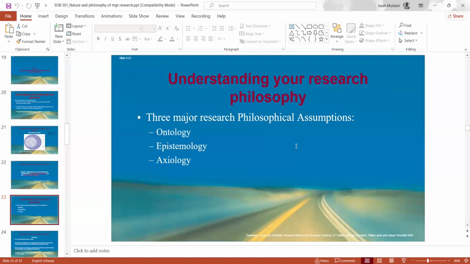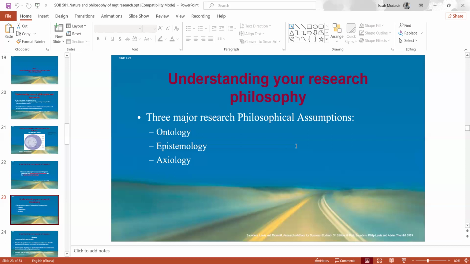Then your epistemology. Epistemology has to do with what constitutes valid knowledge. Axiology has to do with the role of values in research. That's axiology. But we'll take each one of them and discuss them in detail so that at the end of the day, you should be able to determine where you belong when it comes to ontology.